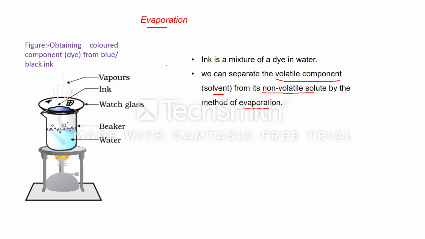And with the help of an example, it is explained. Ink is a mixture of dye in water. Dye is a colored substance which is dissolved in the water, and we get the ink. How can we separate this ink with the help of evaporation?